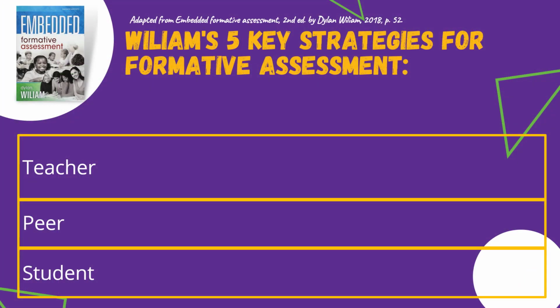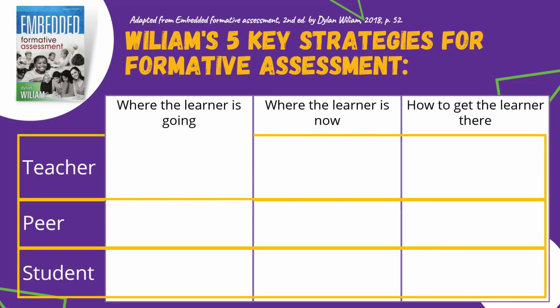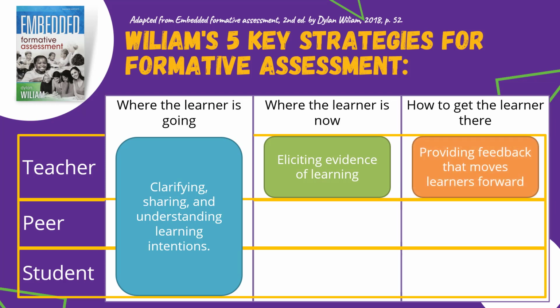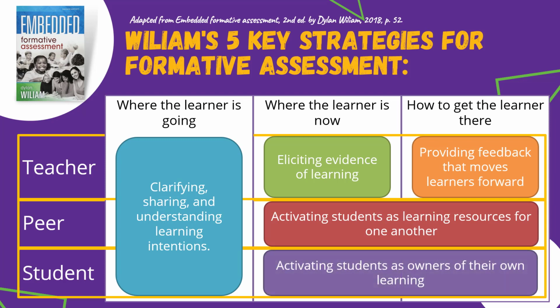Let's recap what we learned in the last video, Dylan Wiliam's 5 key strategies for formative assessment. These 5 strategies support both teachers and students in knowing where the learner is going, where the learner is now, and how to get the learner there. The 5 strategies are clarifying, sharing, and understanding the learning intentions, eliciting evidence of learning, providing feedback that moves learners forward, activating students as learning resources for one another, and activating students as owners of their own learning.